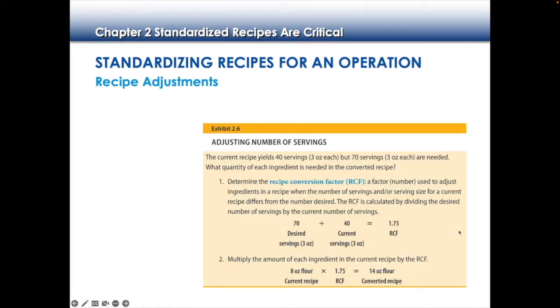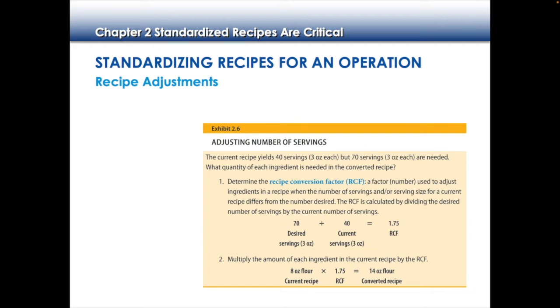All right, ready? So the current recipe yields 40 servings. That's 3 ounces each. But 70 servings are needed. So let's say, for instance, the current recipe has 40 servings on it, but we have a banquet for 70 people. We need to take that recipe and figure out what the new recipe is. We're going to call this a recipe conversion factor, or RCF for short. Recipe conversion factors are really easy. A factor is just a solid number that you multiply times.